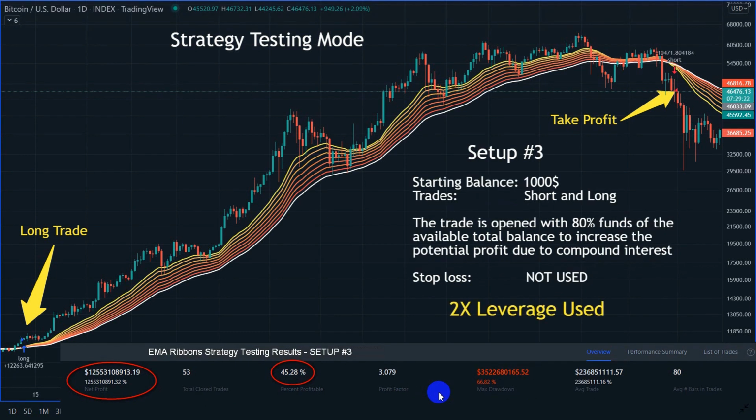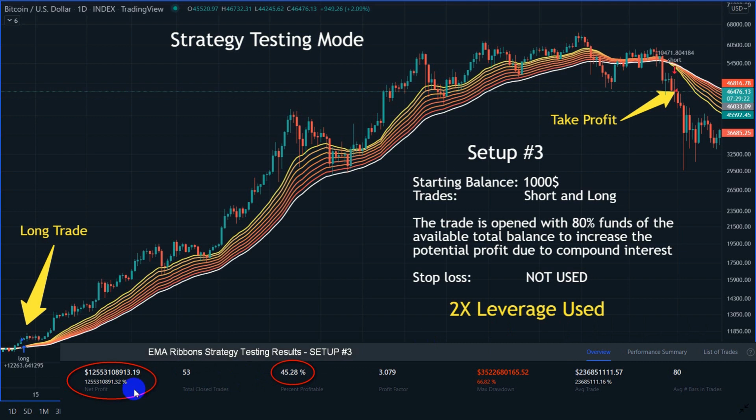Setup number 3. Everything is the same as in the previous setup, but we will use 2x leverage. For example, the first trade, when the balance was $1,000, we previously opened with $800, which is 80% of the total balance. This time we will open twice as much, namely $1,600. Results. The same 53 trades and the same 45% winning trades would now bring in $12 billion, which is almost 4 times more than in setup number 2.